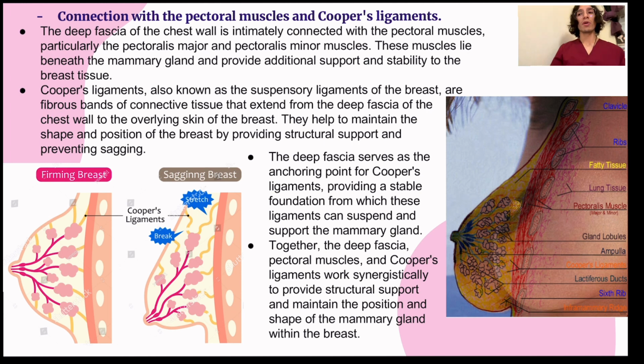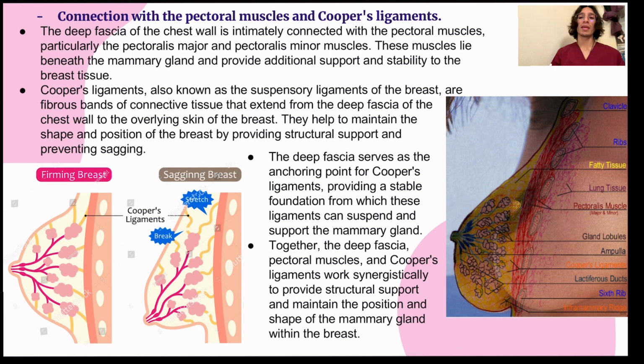Connection with the pectoral muscles and Cooper's ligaments. The deep fascia of the chest wall is intimately connected with the pectoral muscles, particularly the pectoralis major and pectoralis minor muscles. These muscles lie beneath the mammary gland and provide additional support and stability to the breast tissue. Cooper's ligaments, also known as the suspensory ligaments of the breast, are fibrous bands of connective tissue that extend from the deep fascia of the chest wall to the overlying skin of the breast.